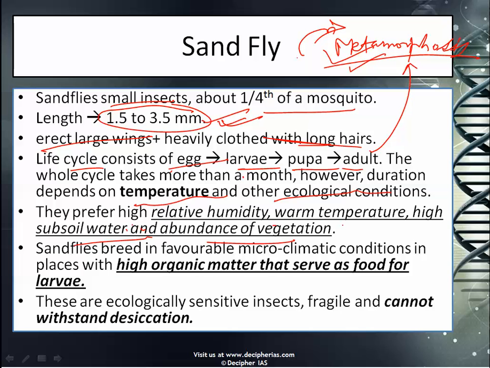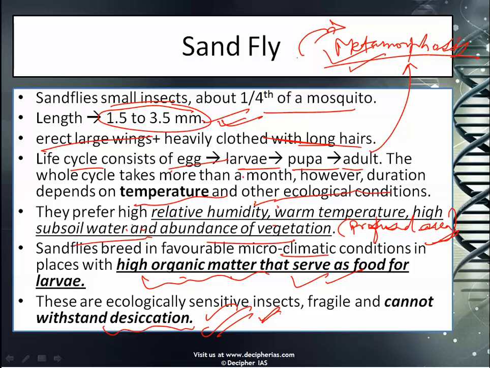That is in more profusely covered areas. That is where there is more vegetation, like tropical rainforest kind of areas. This sandfly survives. So sandflies breed in favorable microclimate conditions, that is high organic matter, which serves as food for larvae. Fine. And it cannot withstand desiccation. It cannot grow in dry areas.